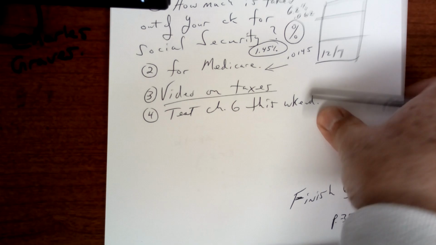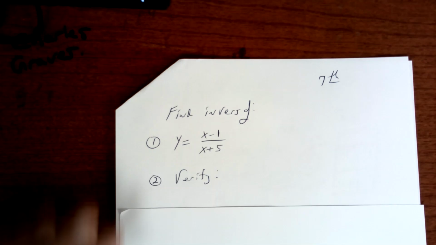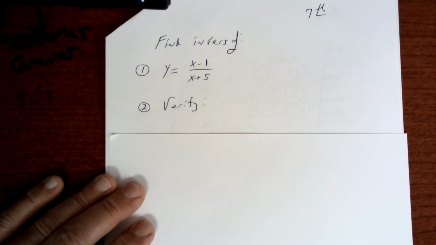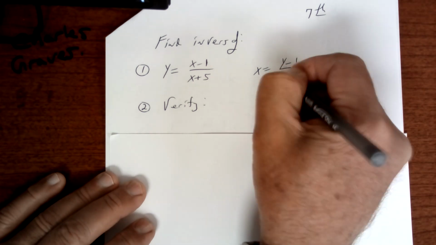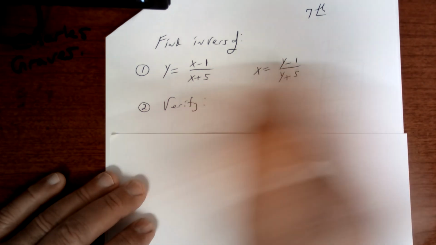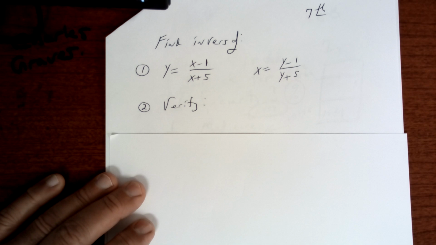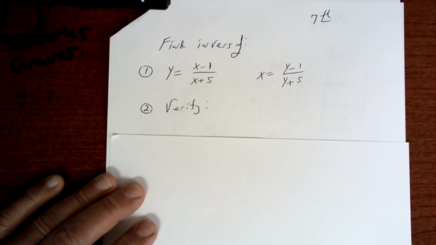Let's turn our attention now to 7th period. So let's find the inverse of this function here. To find the inverse, you have to switch and put x is equal to (y minus 1) over (y plus 1). And then you have to solve for y. Let's see how we'd solve this for y.